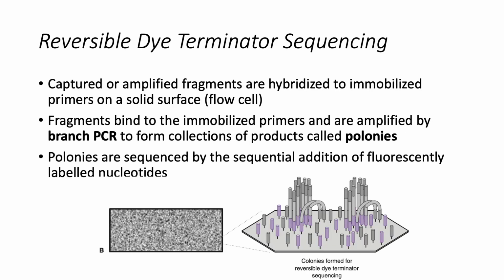Another NGS format is reversible dye terminator sequencing. In reversible dye terminator sequencing, captured or amplified fragments are hybridized to immobilized primers on a solid surface known as a flow cell. The fragments hybridize to the immobilized primers and are amplified by branch PCR into collections of products known as polonies. The polonies are sequenced in place by the sequential addition of fluorescently labeled nucleotides.